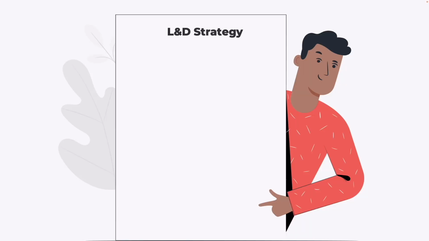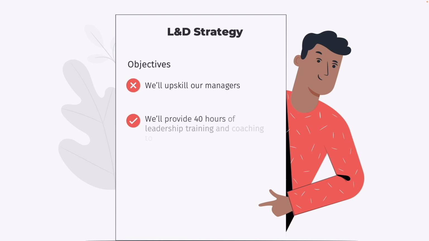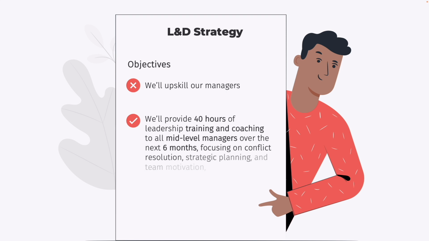Your strategy document must have very specific and measurable objectives. It's not enough to just say, oh, we'll upskill our managers. You need to outline specific goals, such as we'll provide 40 hours of leadership training and coaching to all mid-level managers over the next 6 months, focusing on conflict resolution, strategic planning, and team motivation, with an expected improvement in team performance metrics by 15%.